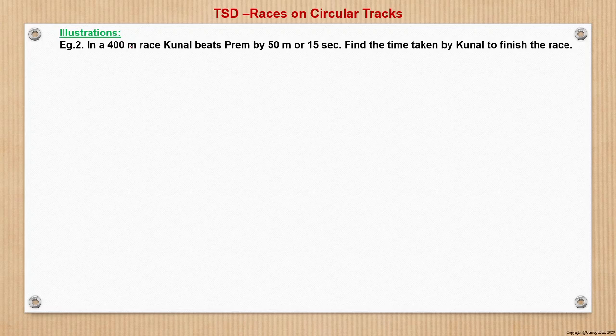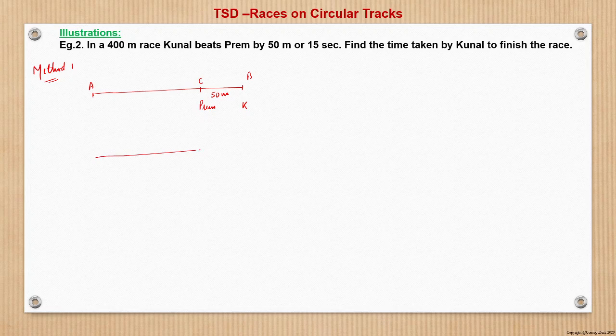Now question 2 says in a 400 meter race, Kunal beats Prem by 50 meter or 15 second. So let us see what happens. I solved this by two methods. Let's first be method 1. In a 400-meter race, so this is a race track. Kunal beats Prem by 50 meter. So at the end of the race when Kunal reaches point B, Prem is somewhere here, let this point be C, which is 50 meter before.